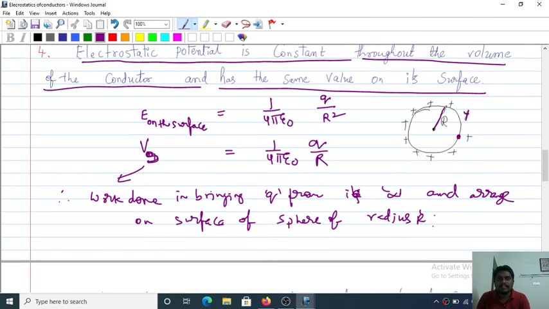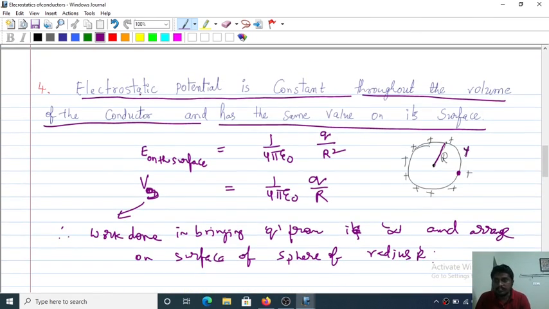Now what is the fourth property asking? I want to know the electric potential here, or at the center. According to this point, wherever you take the point, whether on the surface or at the center or somewhere else, the electric potential at every point in the volume of the conductor is the same. So at every point the electric potential equals the value on the surface. What is the electric potential on the surface? 1 by 4 pi epsilon naught q by r.